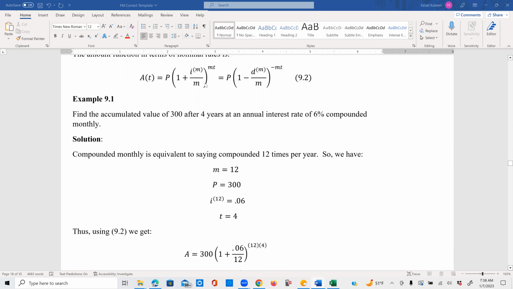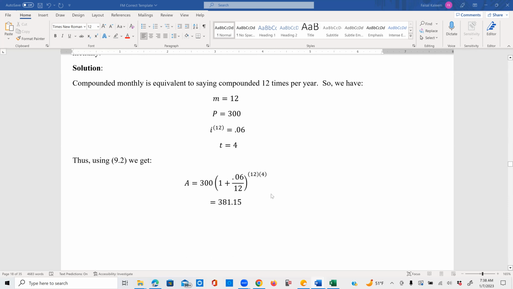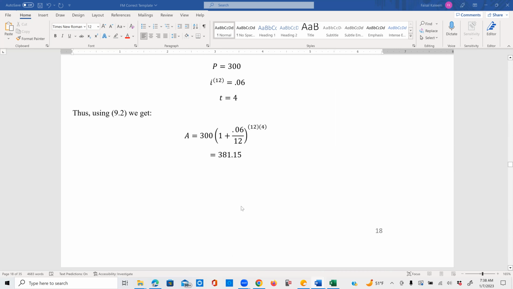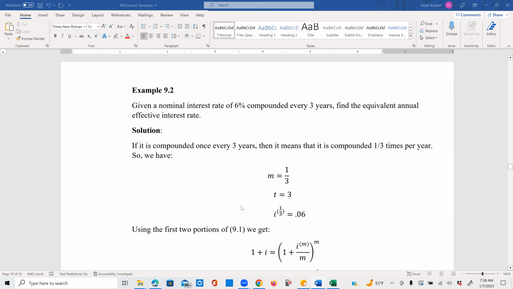And so using 9.2, we have A(t) equals P. So we are using this first half of 9.4. So A(t) equals P, which is 300, times (1 plus i^(m)/m), so 1 plus 0.06 over 12, whole power mt. m is 12, t is 4, 12 times 4. So this ends up being 381.15. Let's look at another example.